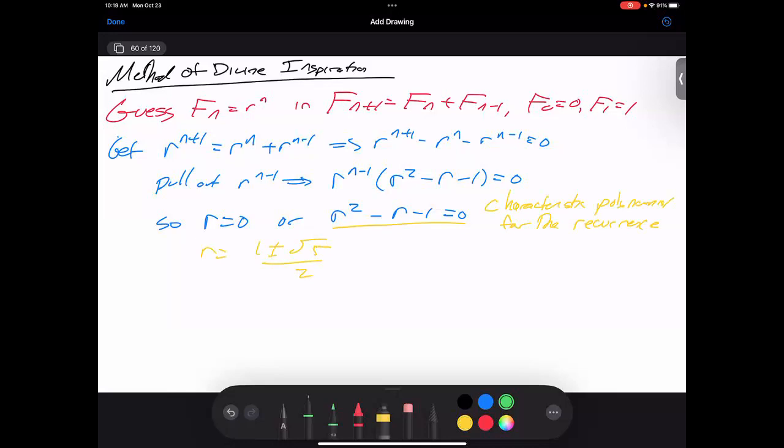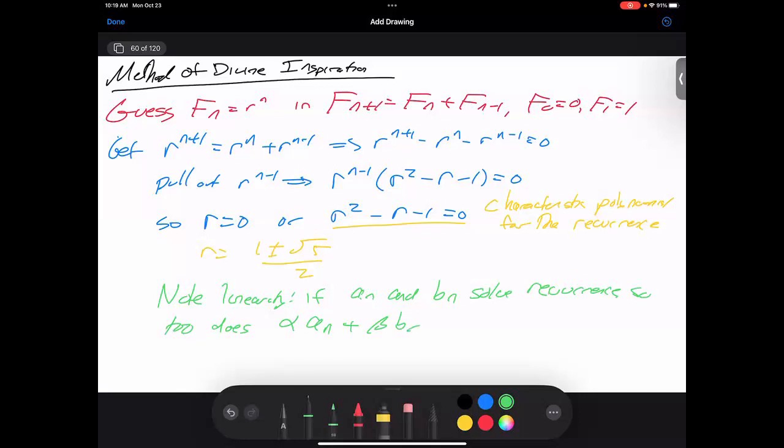And then what we note is linearity. If a_n and b_n solve the recurrence, so too does alpha a_n plus beta b_n. So if I have a sequence that satisfies the recurrence, if I multiply every term by 17, well, it's linear. The left-hand side would be multiplied by 17, and the two summands would be multiplied by 17. It's still a solution.